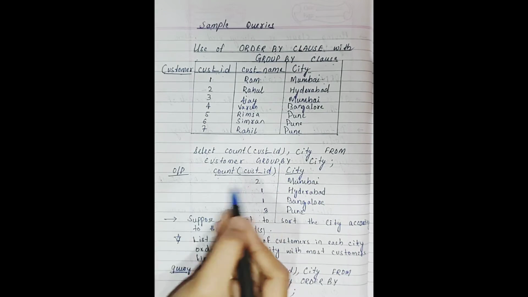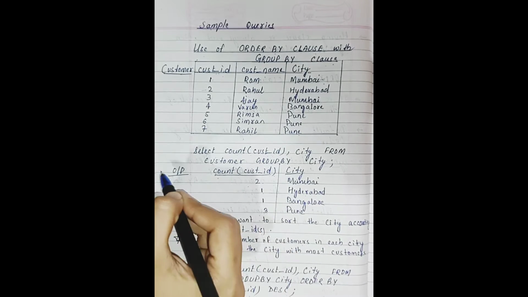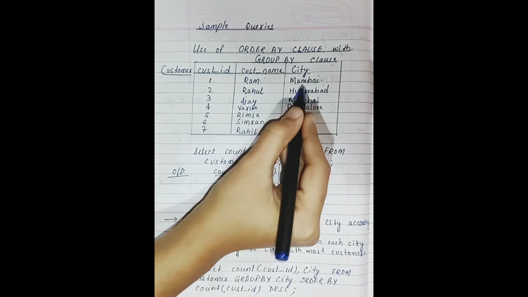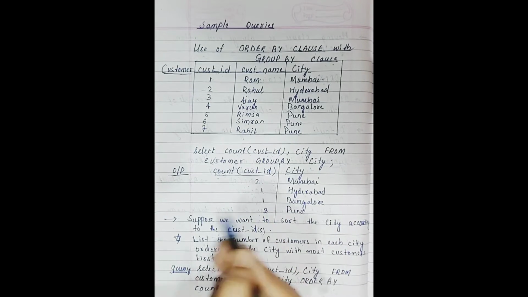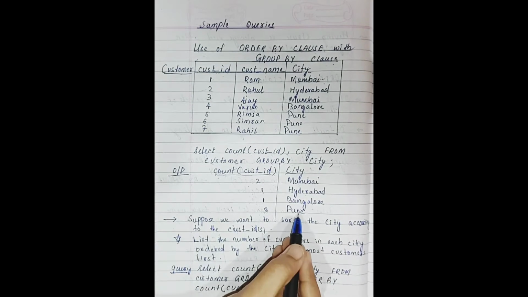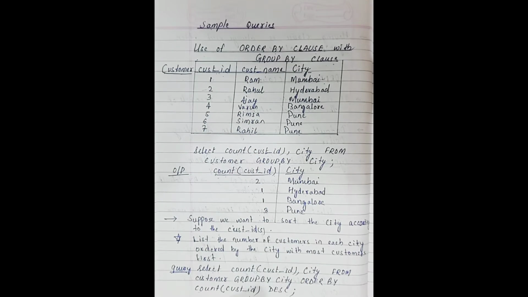So the output will look like this, that is Mumbai. For Mumbai, the count cust ID will return 2 because 2 customers are staying in Mumbai. Similarly, for Hyderabad, the count cust ID will return 1. For Bangalore, it will return 1. For Pune, it will return 3 because 3 customers are staying in Pune.